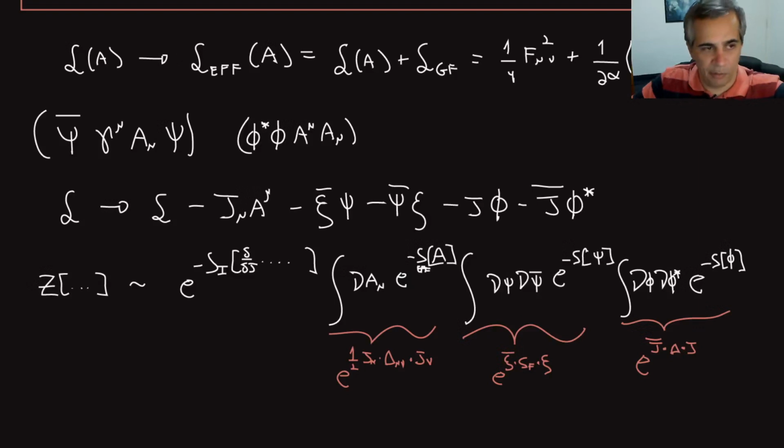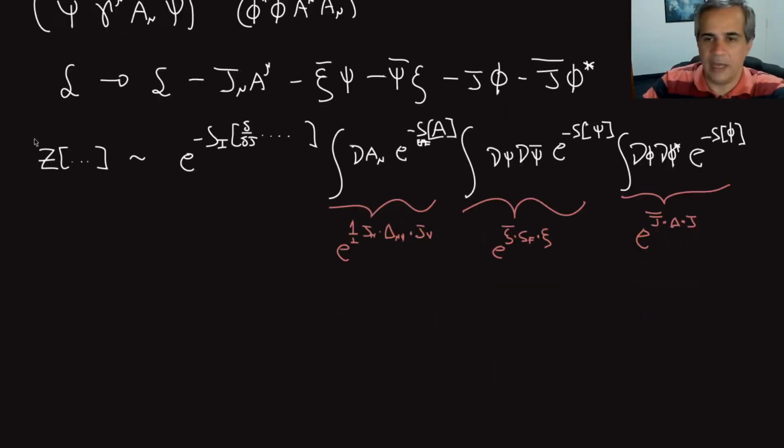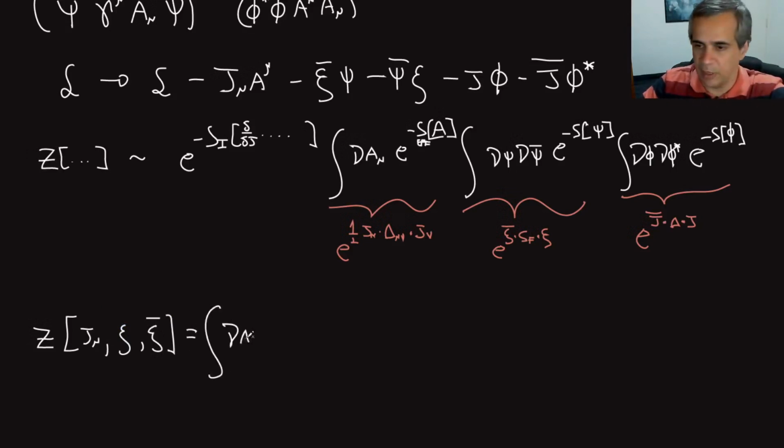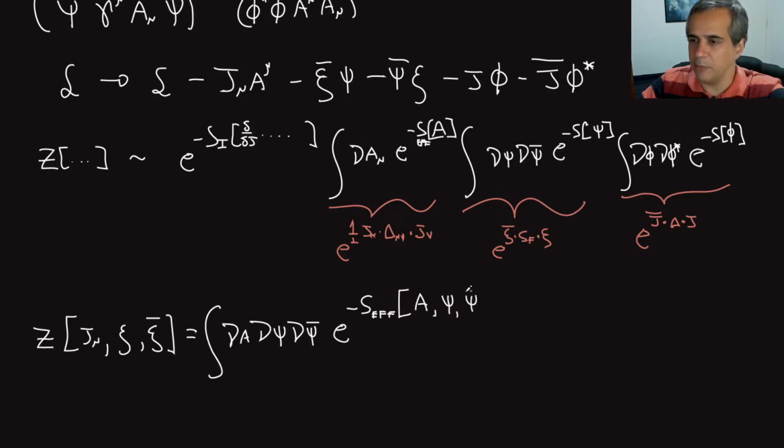What I'm saying is that if we focus on the fermion, we now can write a generating functional, which will be a function of three sources, J mu, psi and psi bar, and this is the path integral over A, psi, psi bar, exponential of the effective action that now depends on A, psi bar, psi, and the sources J mu, psi and psi bar. So let's deal with this theory now.